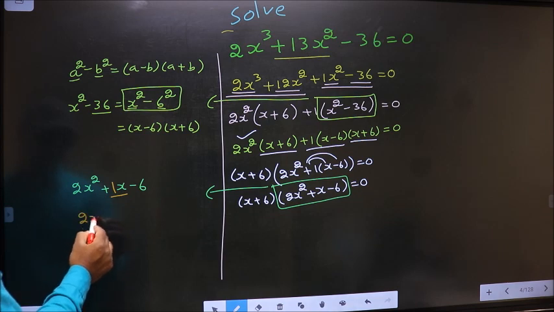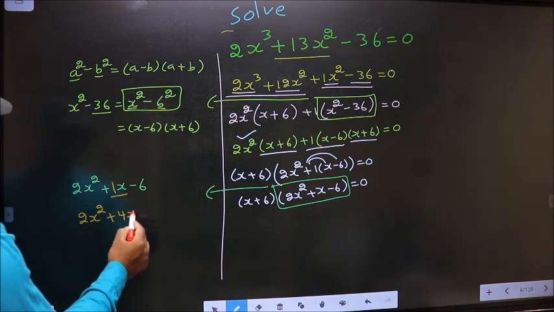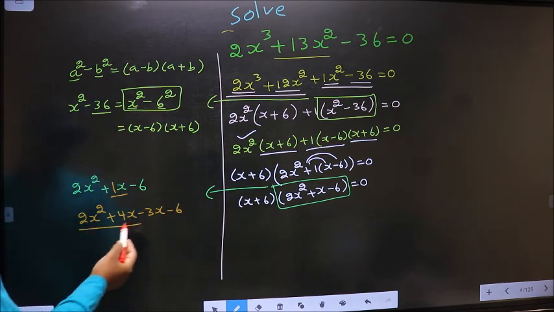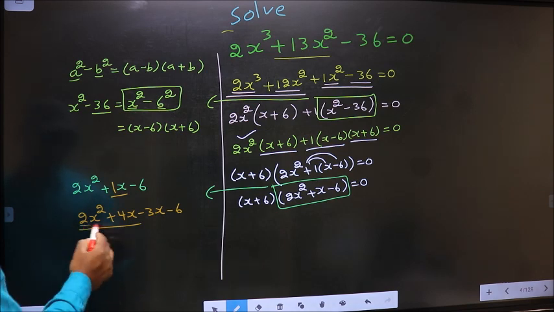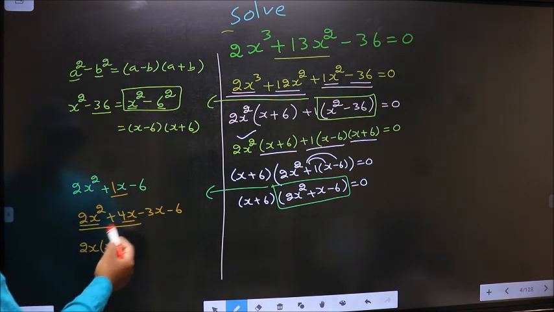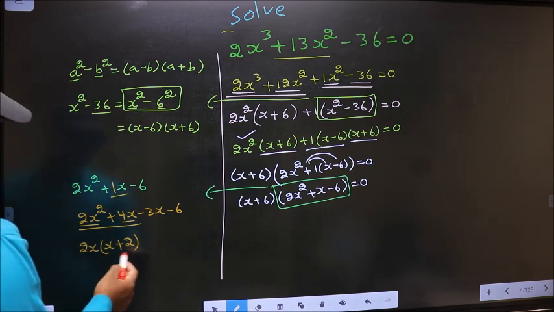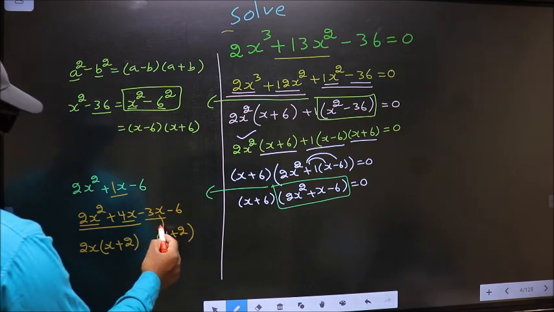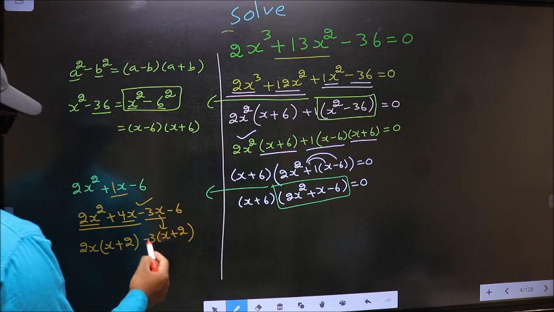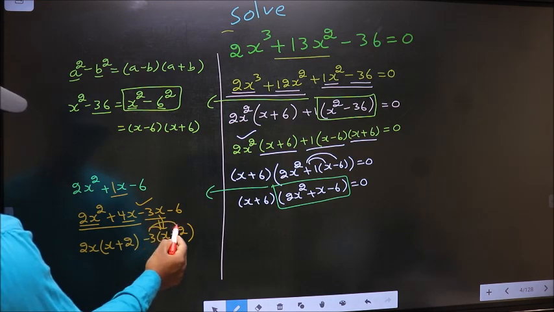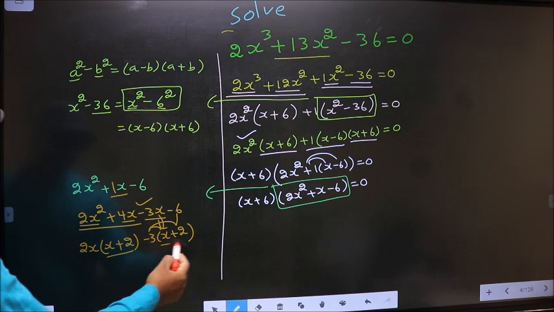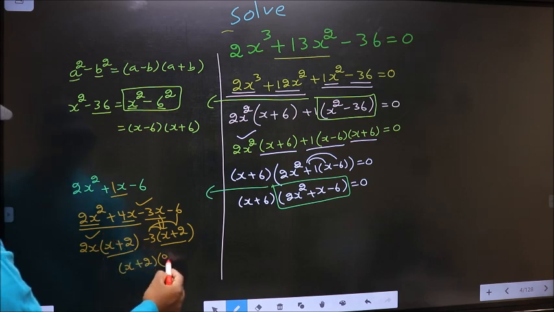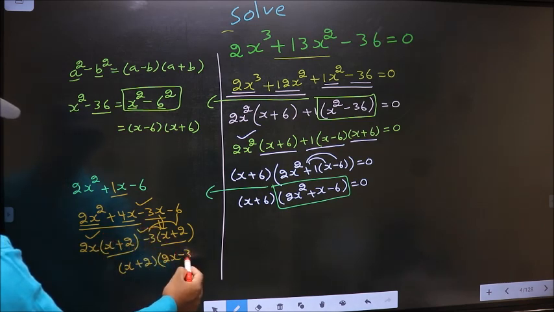So in place of plus 1x, now I write plus 4x minus 3x minus 6. Now what can be taken out common from these two terms is 2x. So here you get x plus, from this 2x out you get 2. Now whatever you got here, here also you should get the same thing. From this x gone inside, so outside you get minus 3. Even if you multiply and check, still you get the same thing. Now take out x plus 2 common. So here you have 2x and here minus 3.